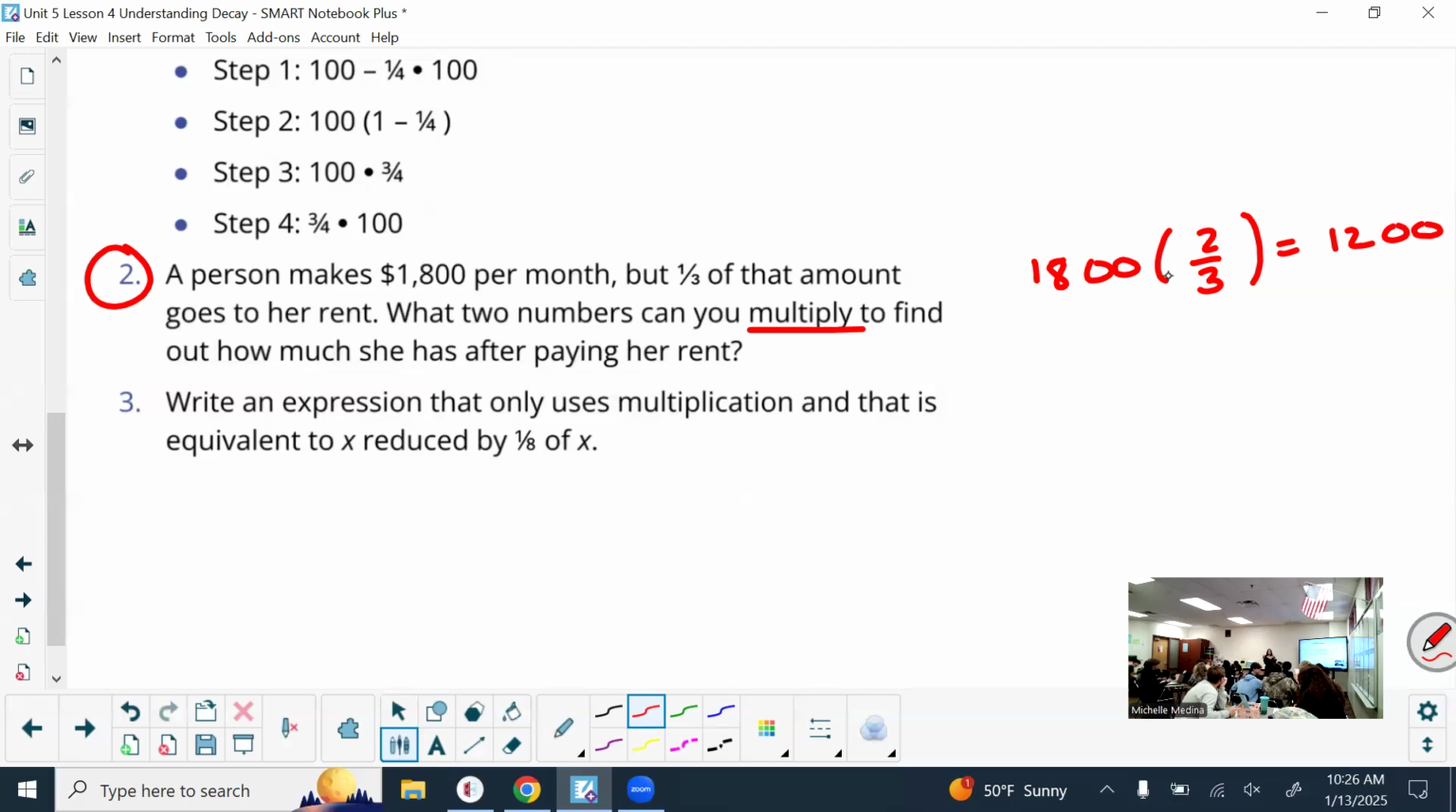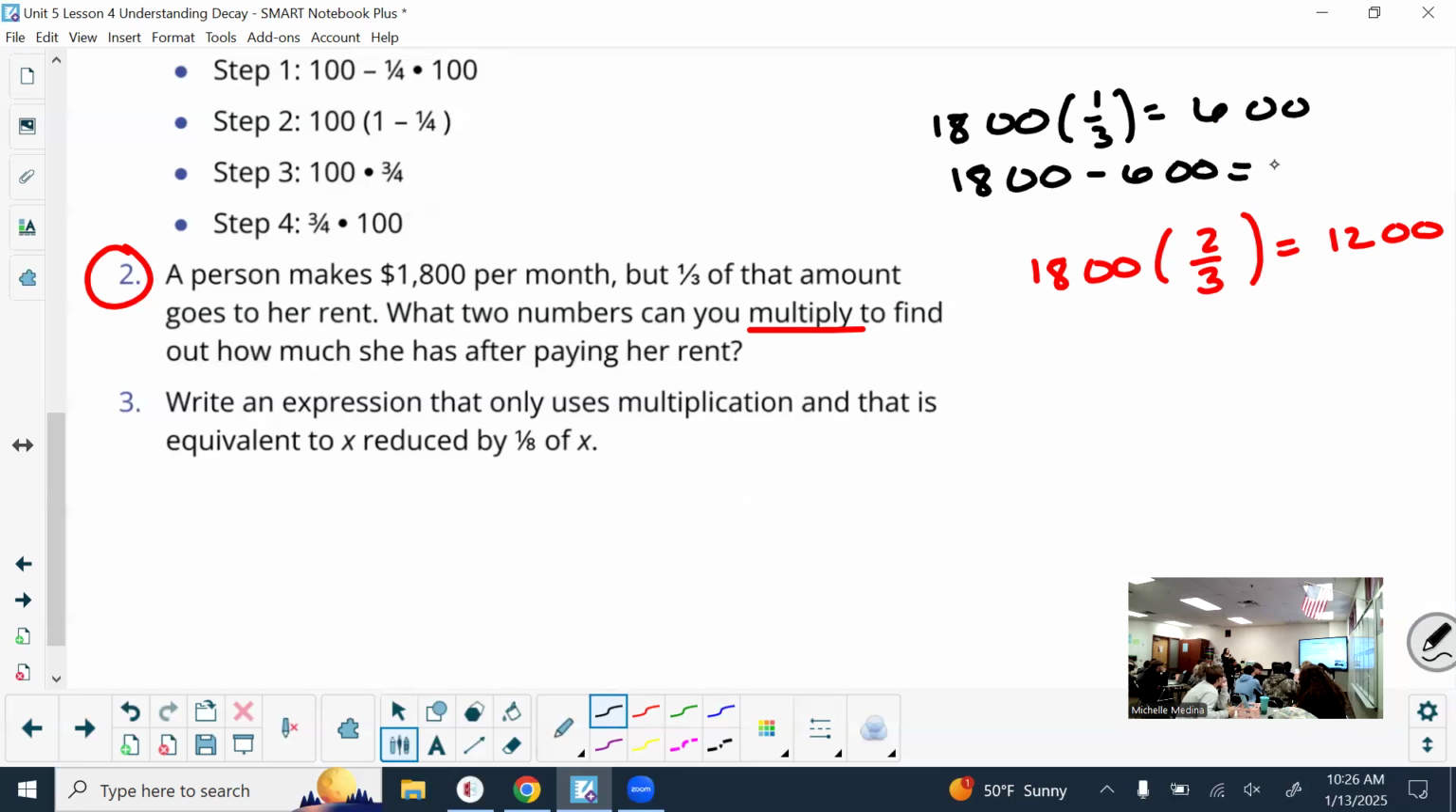And you might be wondering, why 2/3? Well, the question didn't say what two numbers can I multiply and then subtract from the original, although that is probably what a lot of you would do. So if you did 1,800 times 1/3, to figure out how much she's paying for her rent, that's 600, right? And then to find out how much she has after paying her rent, you might have done 1,800 minus 600, which does give you the right answer for how much she has. But this is two steps, like two things you might have to put in your calculator versus one step. So again, why the 2/3?